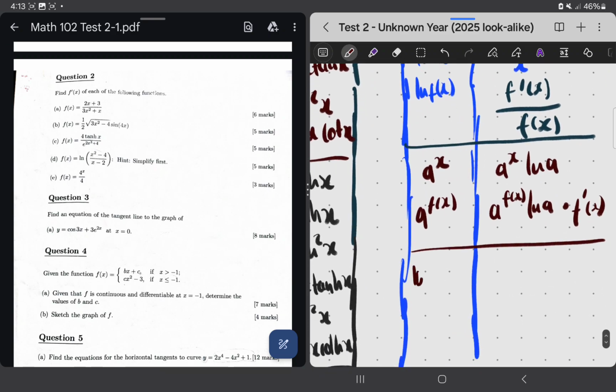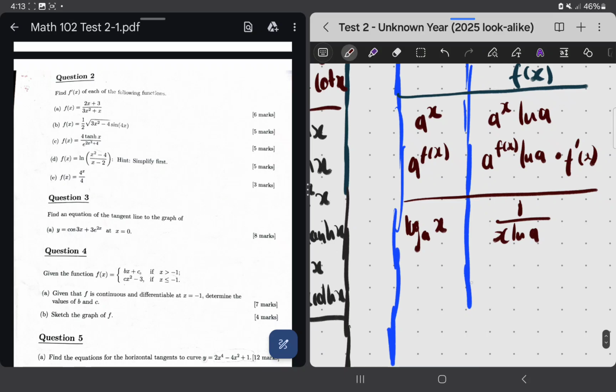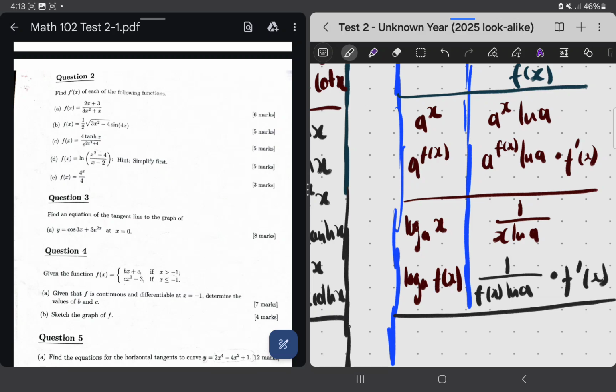The last thing is, what about log base a of x? Something which is not ln. It's 1 over x ln a. That is what you do. What about log base a of f of x? Log base a of f of x gives 1 over f of x ln a, but then you multiply by the derivative, f dash of x. Then you'll be done. This is going to be your common derivatives table.